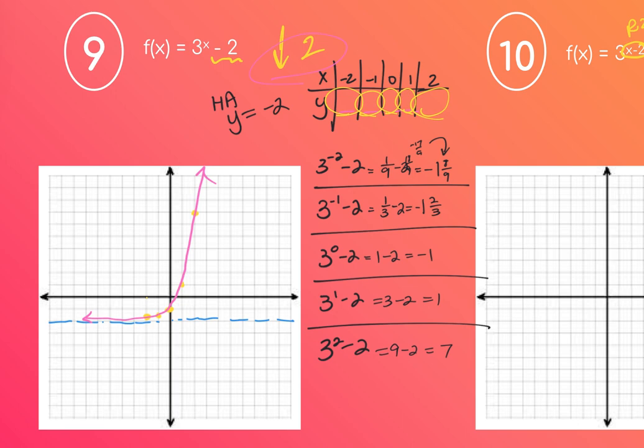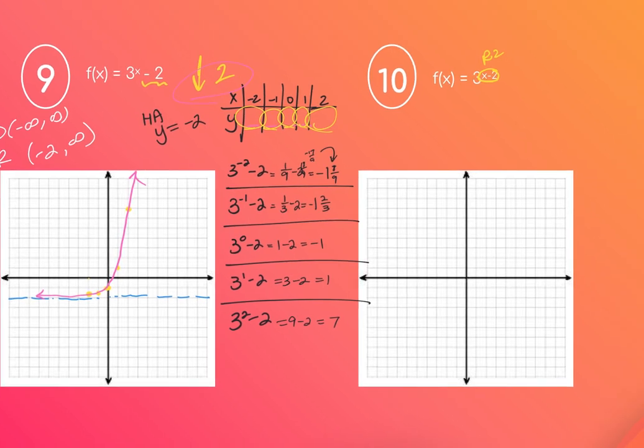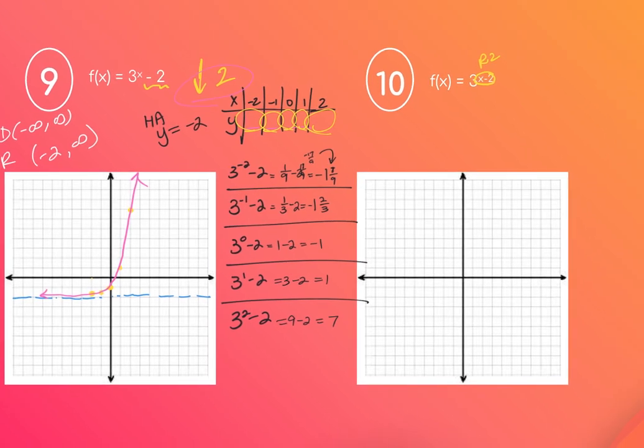If it had asked for it, the domain is still negative infinity to positive infinity, but the range just shifted down 2, so it's from negative 2 to positive infinity. Questions on that one? So the vertical shift causes the change in my horizontal asymptote.